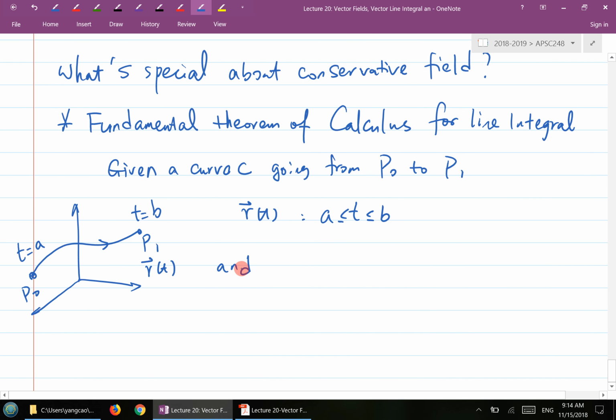And there is a vector field F that exists in 3D space. This is a special kind of field, as we pointed out. It comes from the gradient operation of a scalar function f. So those are the given conditions here.